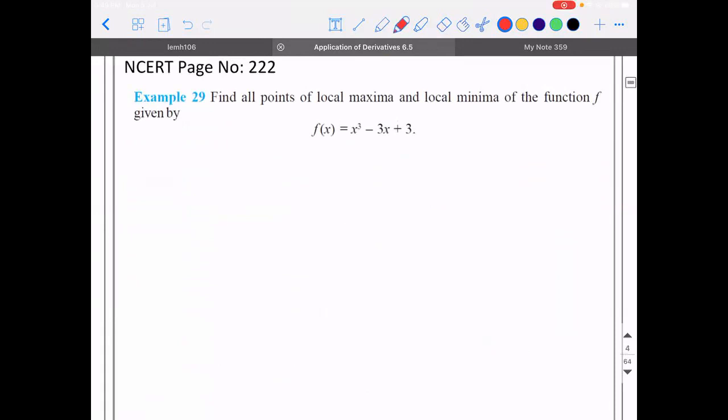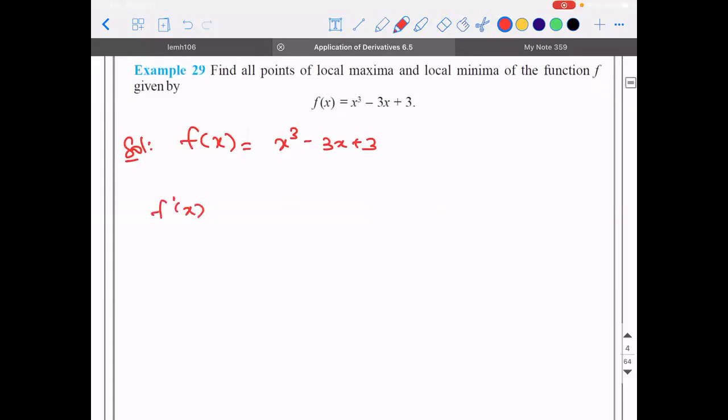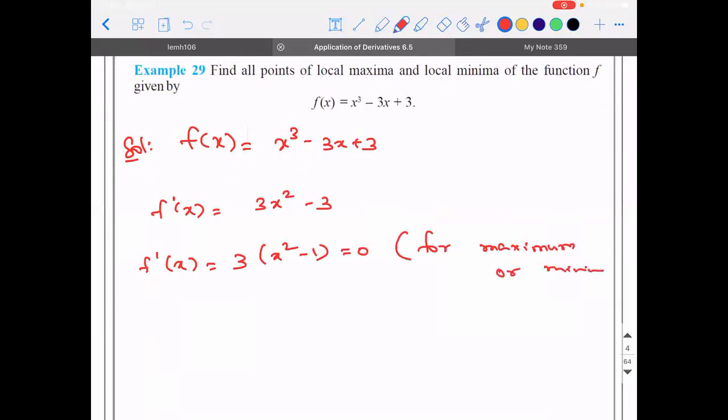Next, find all the points of local maximum and local minimum of the function given by this. So f of x is equal to x cube minus 3x plus 3. So what is f dash of x? 3x square minus 3. So f dash of x is equal to 3 into x square minus 1 and equated to 0 for maximum or minimum. Okay. So x square minus 1 will be equal to 0. What is the value of x? It is plus or minus 1. So x is equal to 1 or x is equal to minus 1.